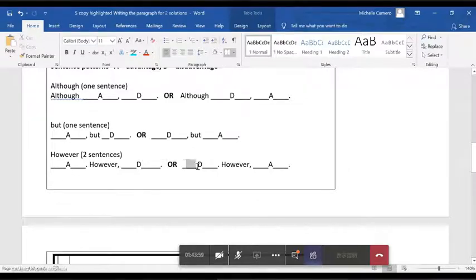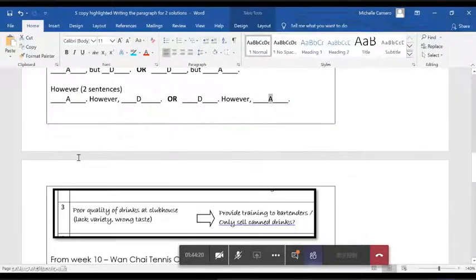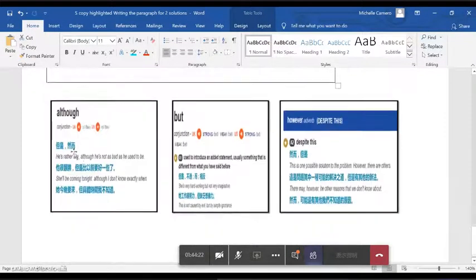Or if you want to, you can put the disadvantage first in one sentence, full stop, start a new sentence using the word however, comma, and then the advantage. Okay? All right, so there's that. Again, you're going to need SVO here, and you're going to need SVO here. And somewhere in the SVO, you're going to need the advantage and the disadvantage. All right, so those are the sentence patterns of although, but, and however. And again, we've talked about what they mean.